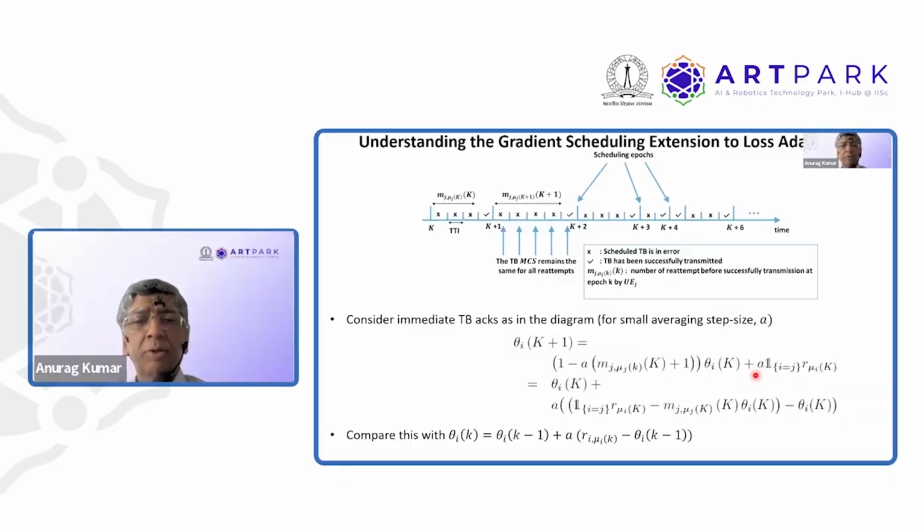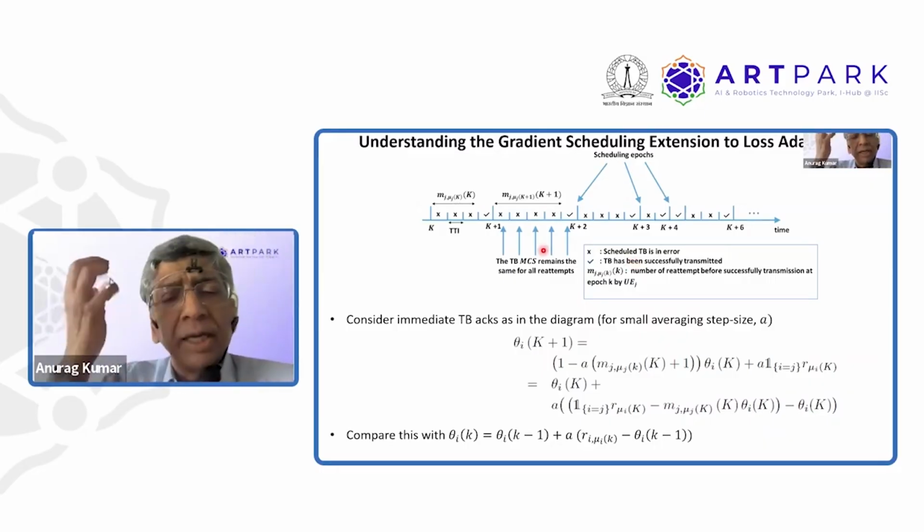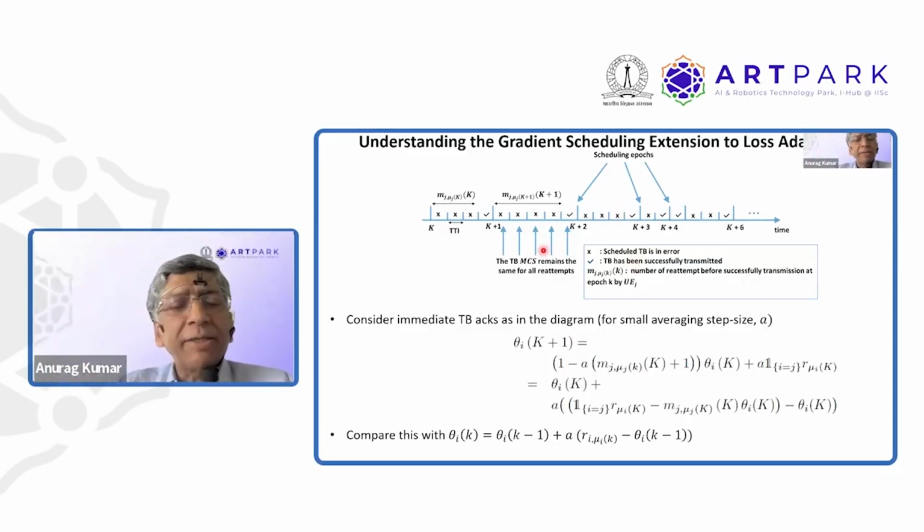Okay. Well, let me quickly give you an idea of why that correction is done that way. Let me show you what happens. I'm going to show you something to create an image in your mind, and then we leave it at that. Let's suppose this is a scheduling opportunity. Okay, these are slots.